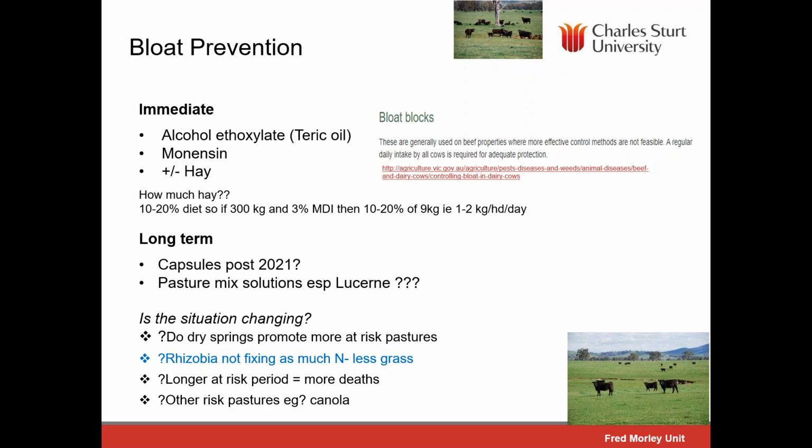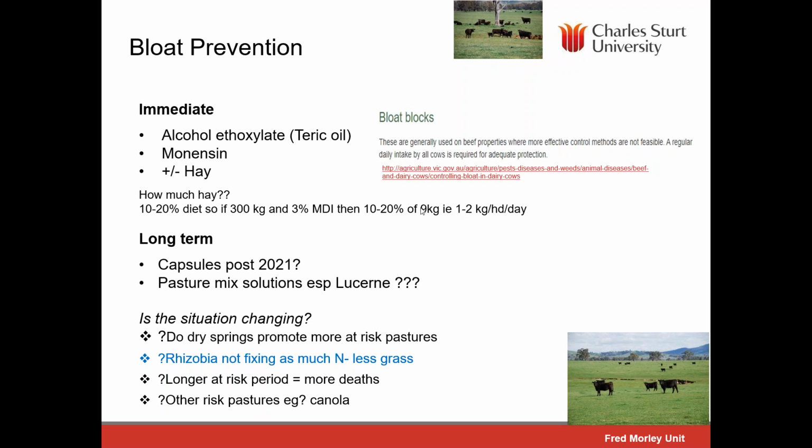And I have no idea, because I can't find anything that has specifically looked at hay with bloat. But as a general rule, we would be thinking about 10 to 20% of the diet. So if you've got a 300 kilogram animal, it's eating 3% of its body weight as its maximum daily intake, then that would be equivalent to around about 1 to 2 kilograms per head per day.